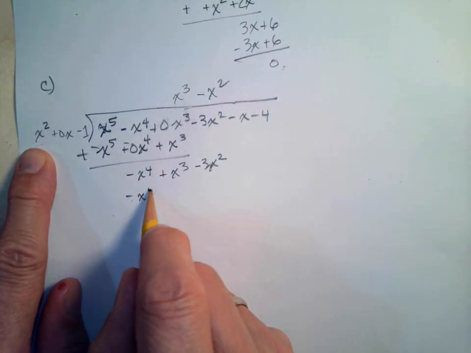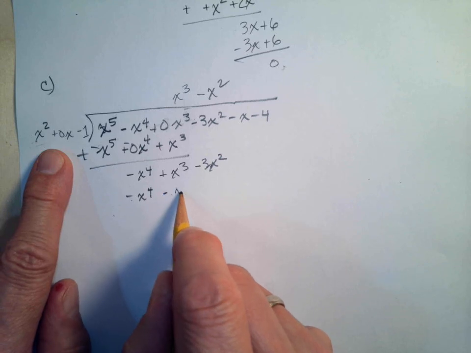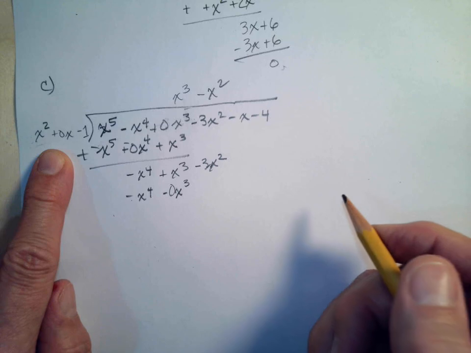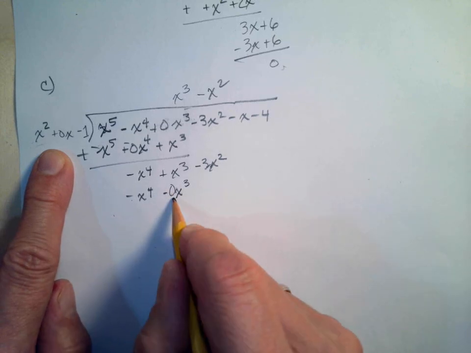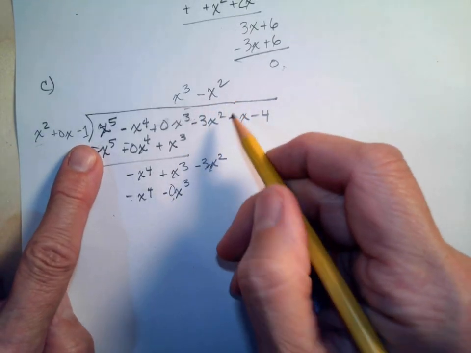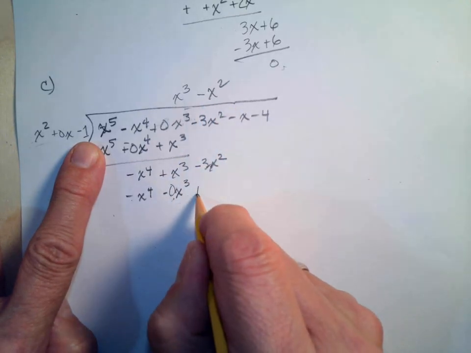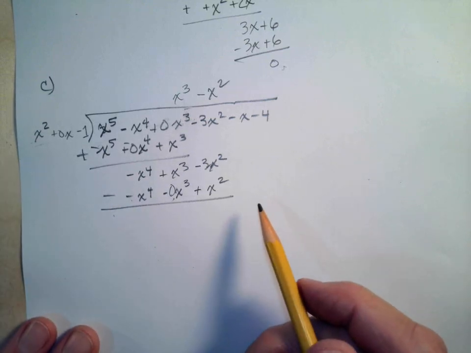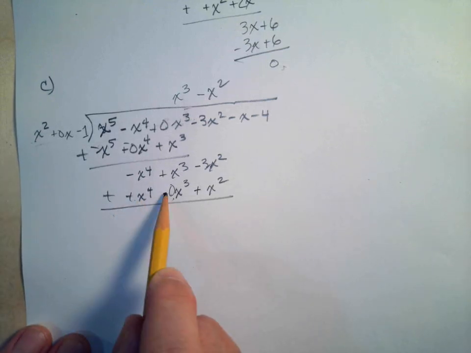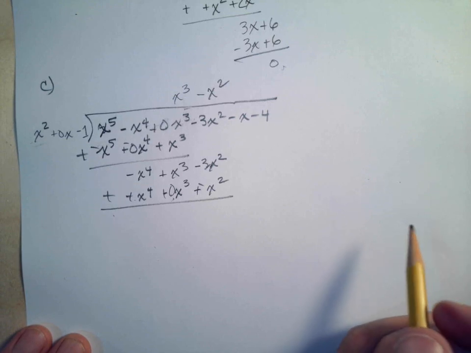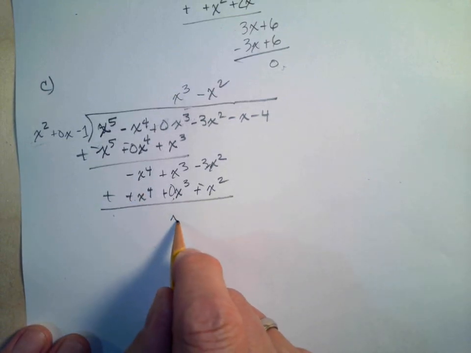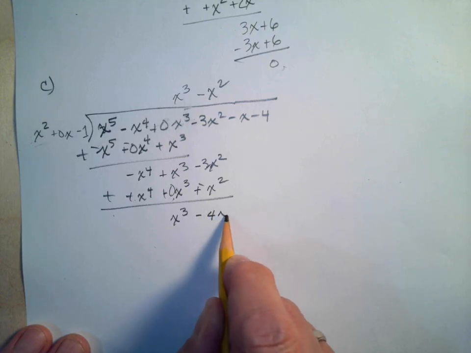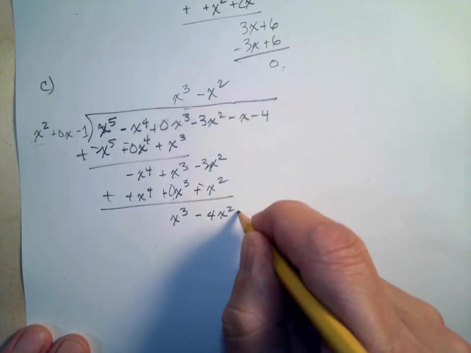Multiply each of these things. That's negative x to the 4th. It's negative 0x to the third, or plus, it doesn't really matter. I mean, it's 0. 0 is neither positive nor negative. It's no big deal. And then this one is positive x squared, and I subtract. Only rather than subtract, I'm going to add the opposites. All right, this term goes away. This is going to give me x cubed. This is going to give me negative 4x squared. I bring down the next term.